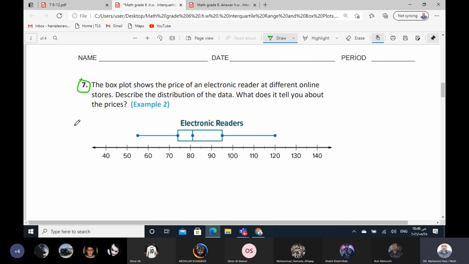Who can read exercise number 7, please? Okay, Khalid. A box plot shows the prices of any electronic readers at different online stores. Describe the distribution of the data. What does it tell you about the price? Great. Now, I want from all to find the range, then the interquartile range, then tell me what is the distribution about this data. Start, please.